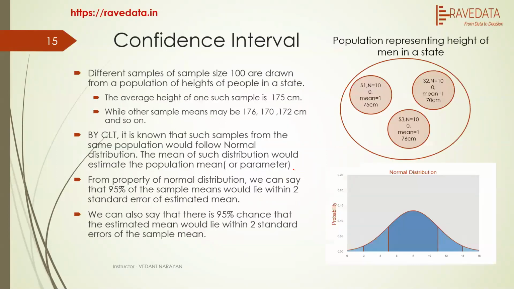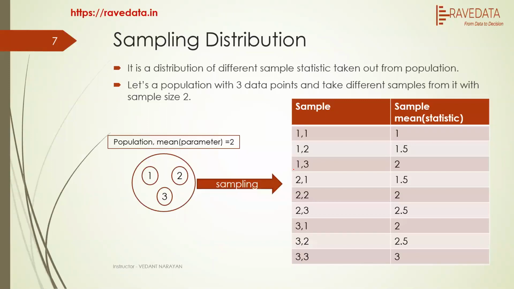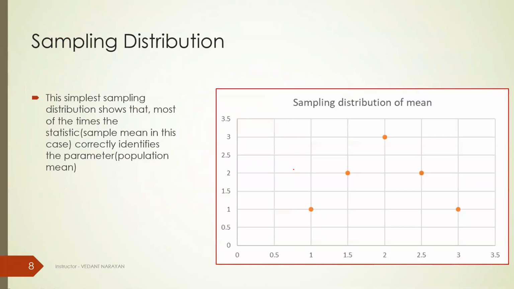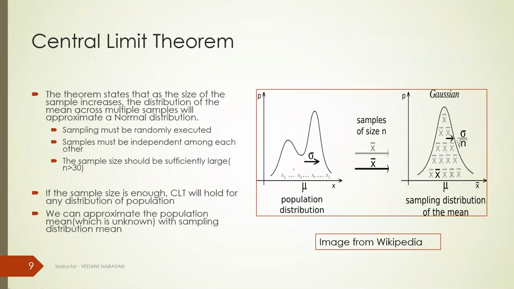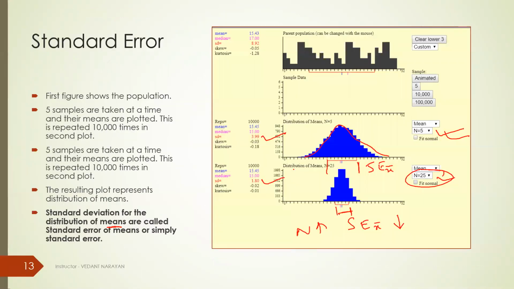So let's revisit what we have studied so far. We studied what sampling distribution is. Then we took an example of sampling distribution, and then we said that as the sample size increases, the sampling distribution follows a normal distribution. And then we went on to see an animation for this particular theorem. And then we studied standard error, and we concluded that as the number of samples increases, the standard error reduces.